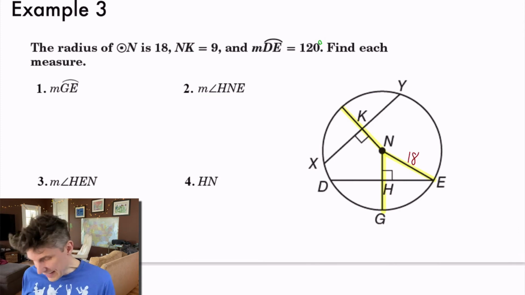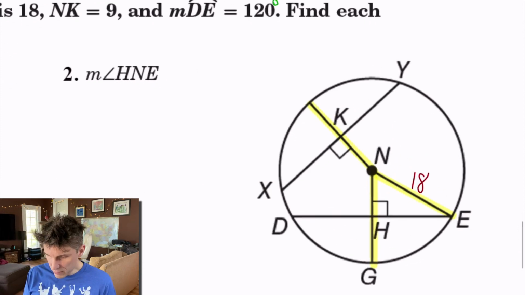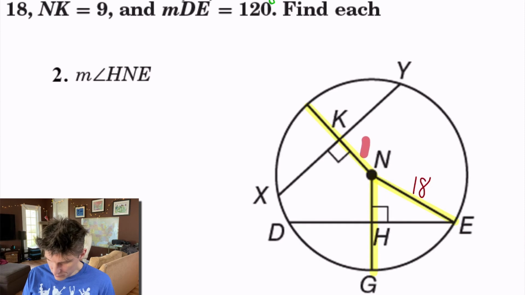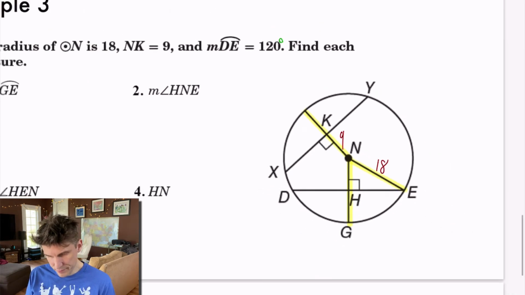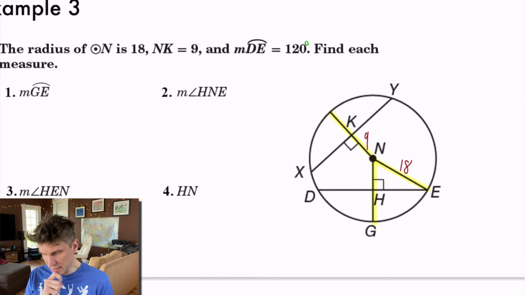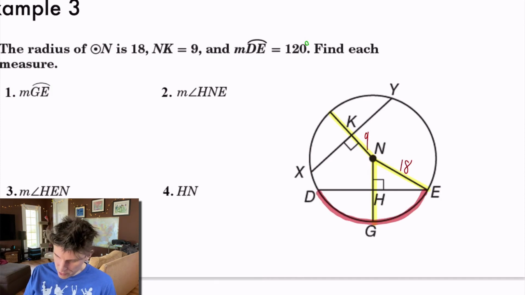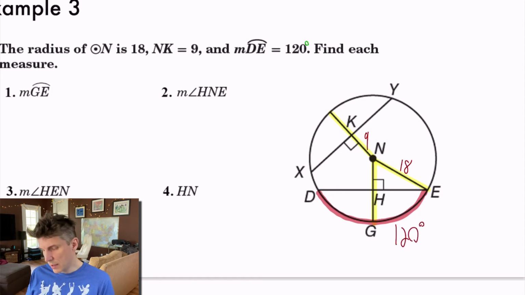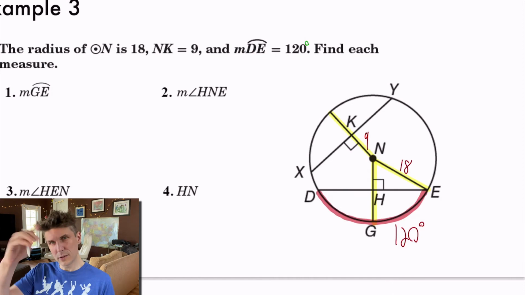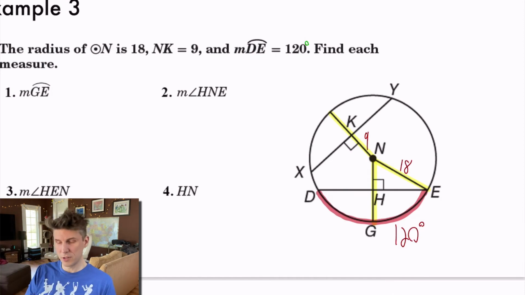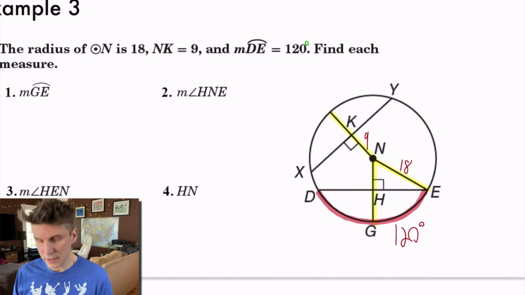What else do they tell us? They tell us that NK is 9. Okay, fun fact. Whoops, wrong tool. That's 9. And the measure of arc DE is 120. Let's get the highlighter out again. Highlighter, good. Okay, so this arc right here. Again, it's kind of hard to draw curly braces on an arc that's split into multiple arcs, so using a highlighter is a tool for that. All right, so there you go.